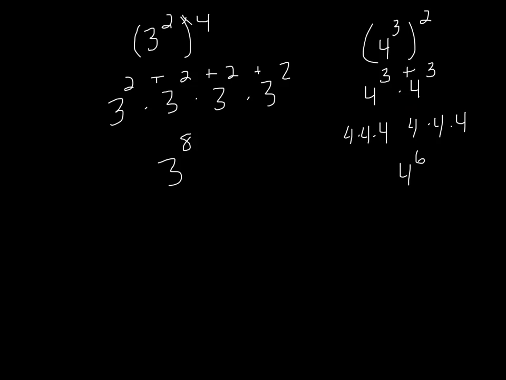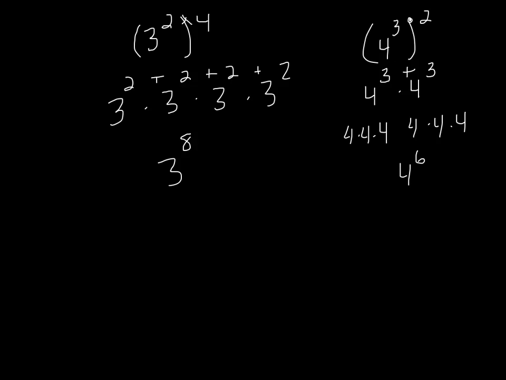But if you look at the top, 4 to the 3rd to the 2nd power, how do you get from a 3 and a 2 to equal 6? Well, you multiply those together. So there's your shortcut. If you have a power to a power, you multiply them together. If you have two powers multiplying together, you add them. I know it sounds kind of confusing, but you'll get the hang of it.